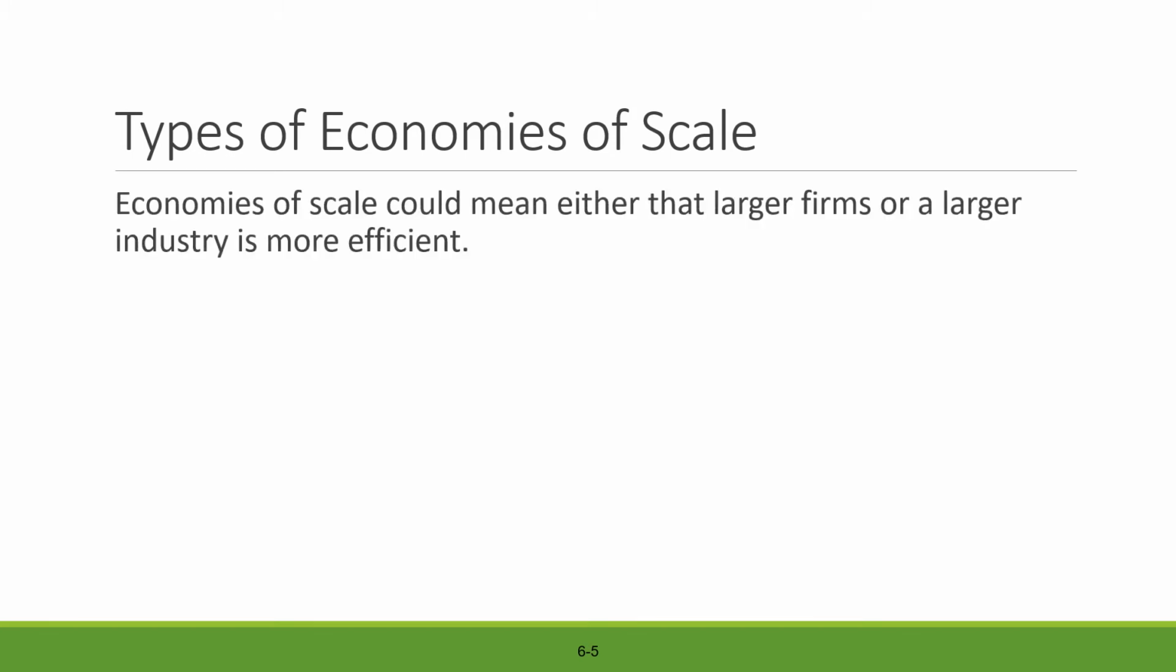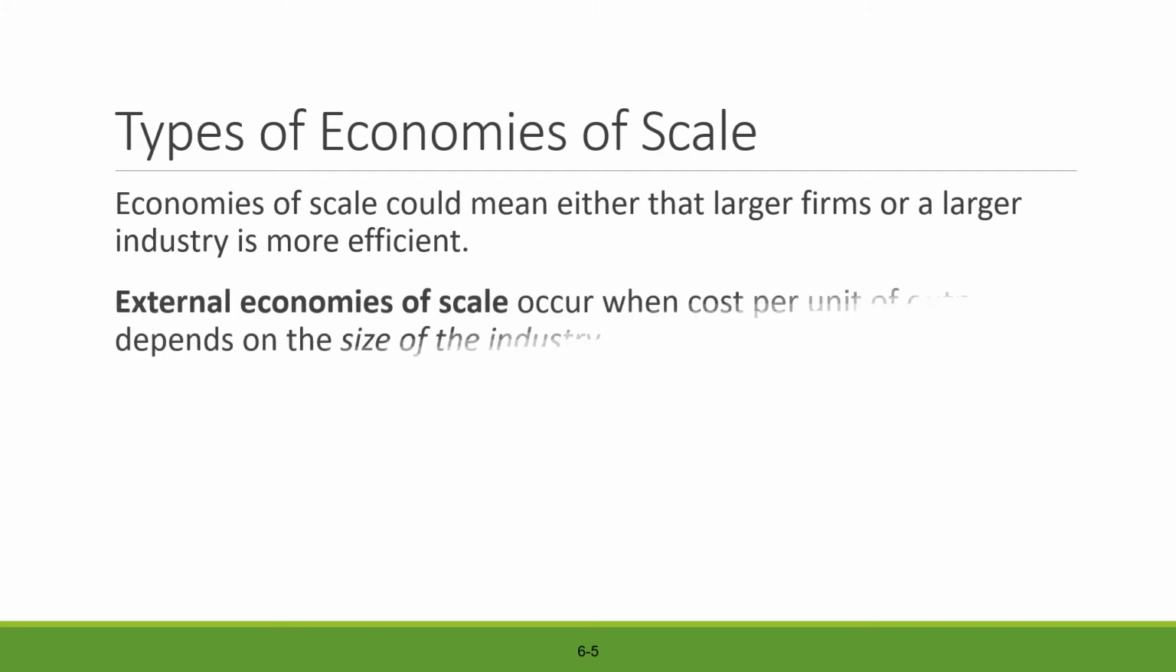Now, let us talk about the types of economies of scale. Economies of scale could mean that either larger firms or larger industry is more efficient. Economies of scale is basically of two types. One is related to the overall industry. If the industry is large, then we may have economy of scale. But alternately, there may be a single firm that gets bigger and bigger, larger and larger, and that could also cause economy of scale. So we discuss these two over here.